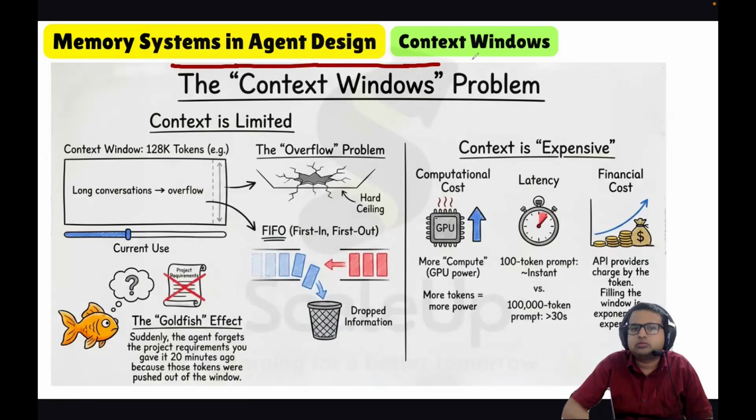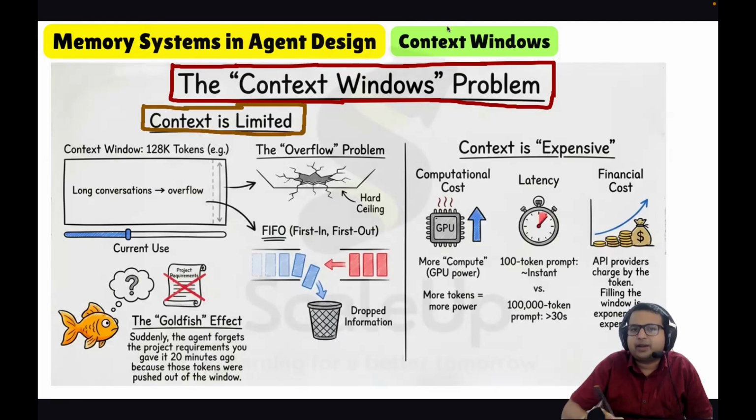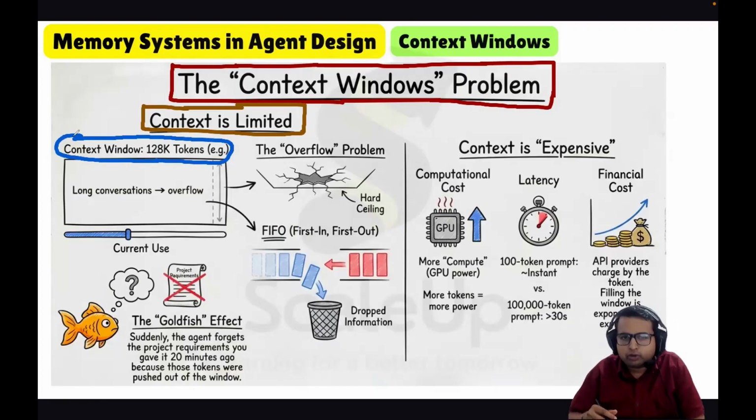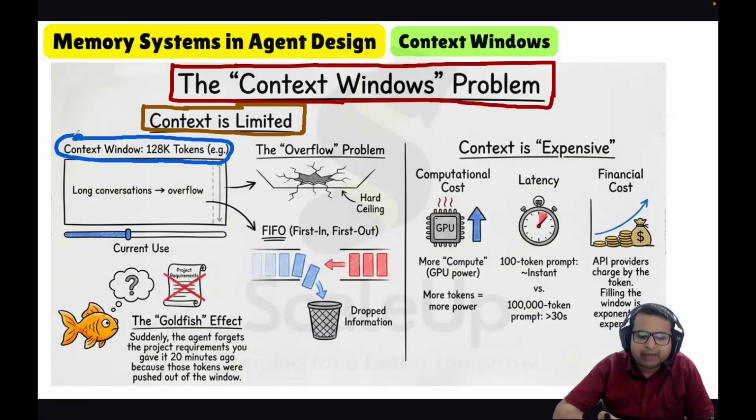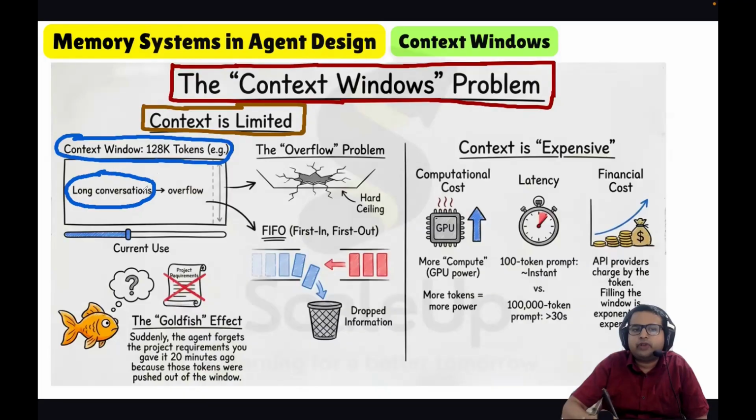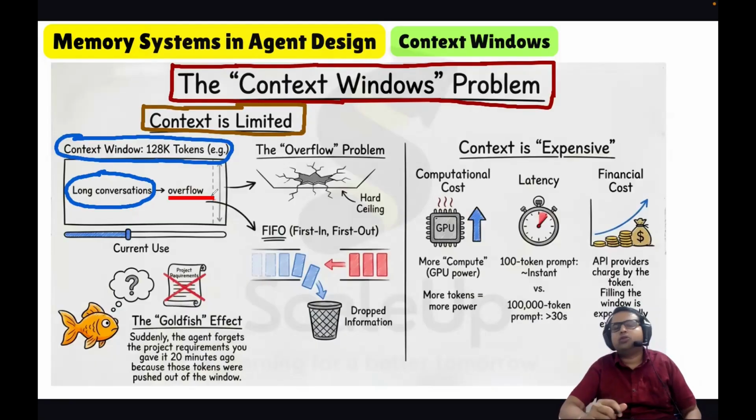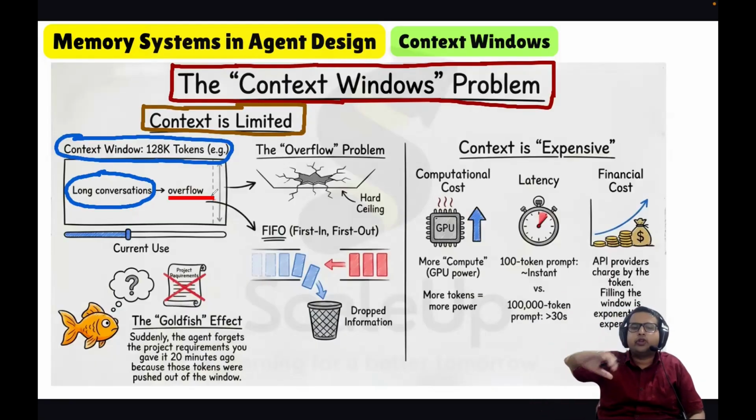The context window's problem: we know that the context is limited. Any large language model you take, the size of the context is limited. For example, the context window can be 128K tokens or 256K tokens. So the context window is limited. What happens is that for long conversations, this context window will overflow. Because of the limited context window, for a long conversation, it will start overflowing.